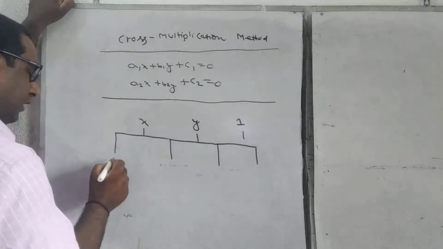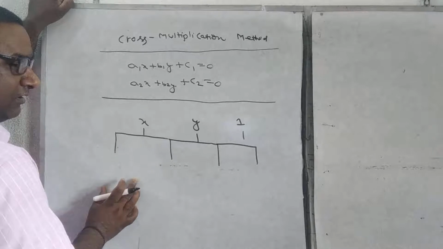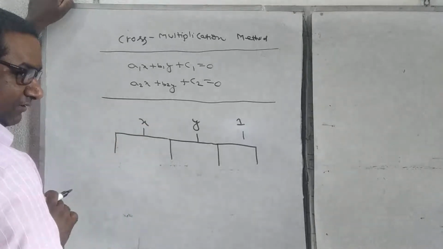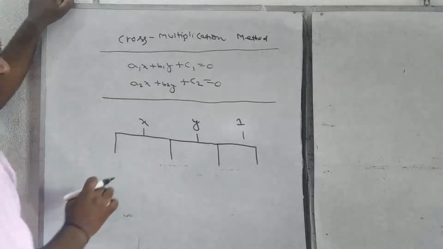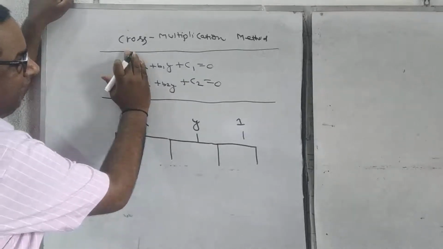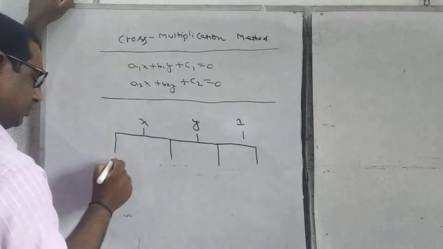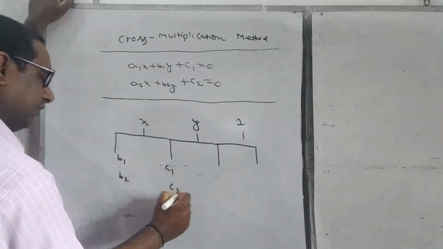Now, here what we have to write? Coefficient which do not include x. See, if we write the coefficient here, we forget about the x. So what are the rest of the coefficients? b1, b2 and c1, c2. So we can write b1, b2, c1, c2.